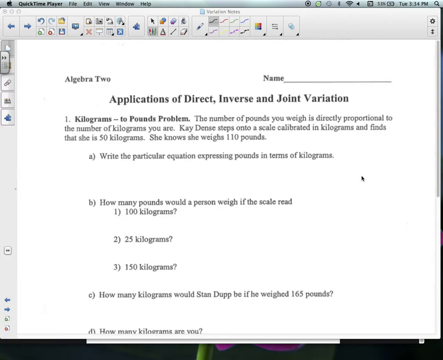Okay, so in this video, we're just going to take what we did in the first video with direct, inverse, and joint variation and set up what look like application problems. Again, you're looking for the keywords like direct or inverse or joint. So in this case, it says the number of pounds, so that's your first variable right there.